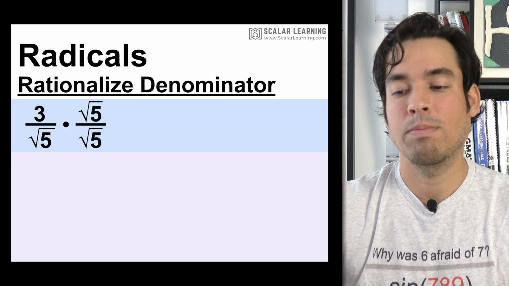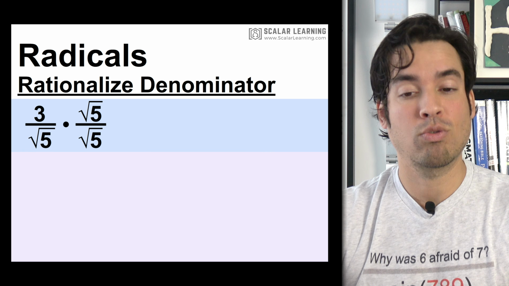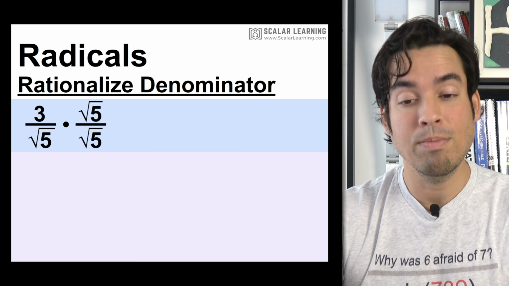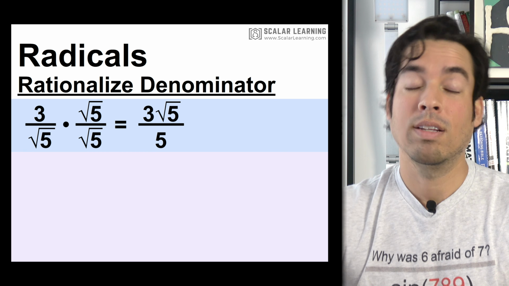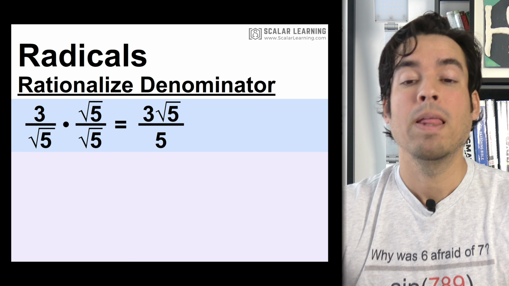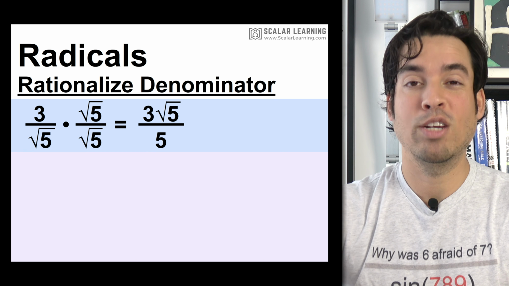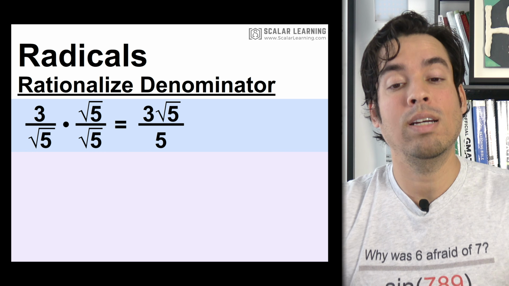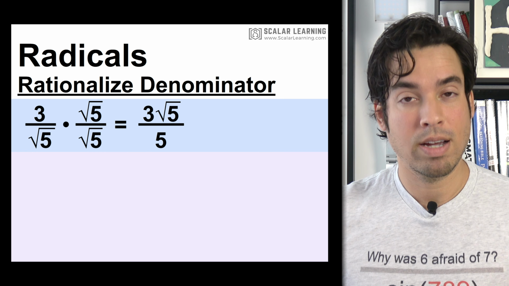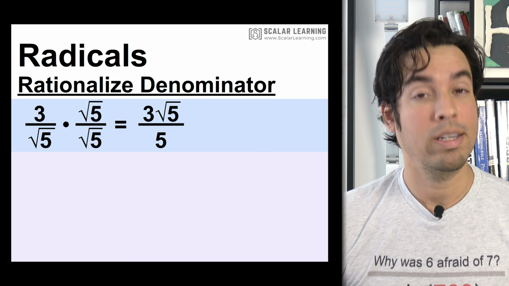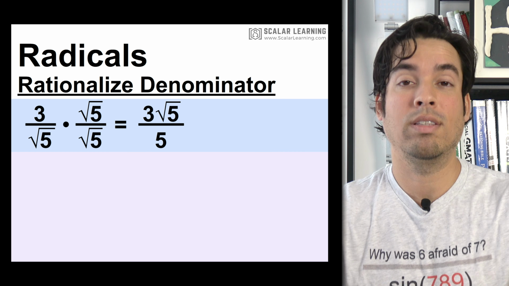So I multiply top and bottom by square root of 5. The nice part about square root of 5 times square root of 5 on the denominator is it's simply 5. And on the top, we get 3 radical 5. So now we've rationalized the denominator. This is the proper format. So a lot of times when they say to simplify an expression with a radical, all they're asking you to do is get rid of that radical in the denominator.